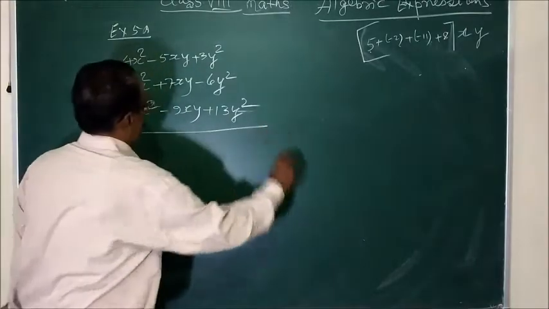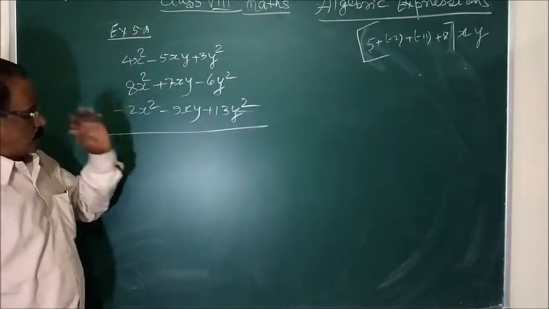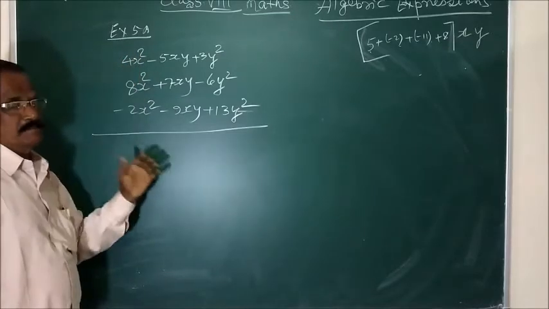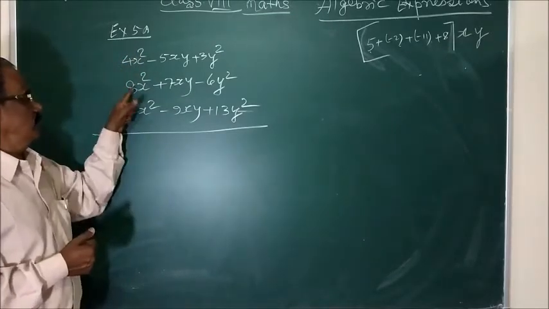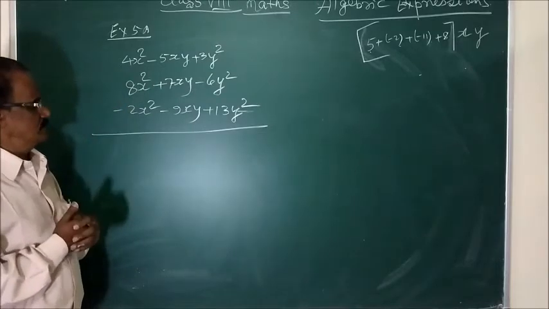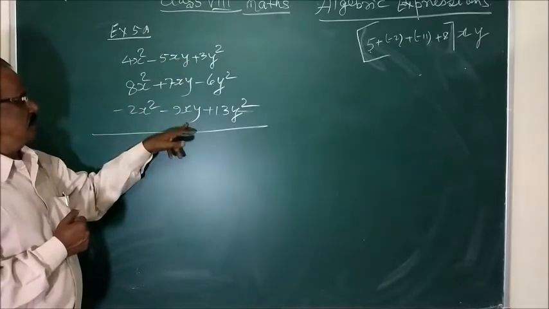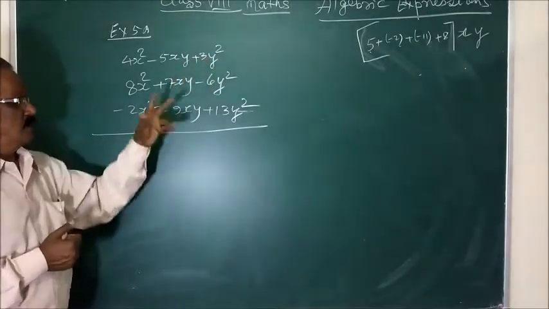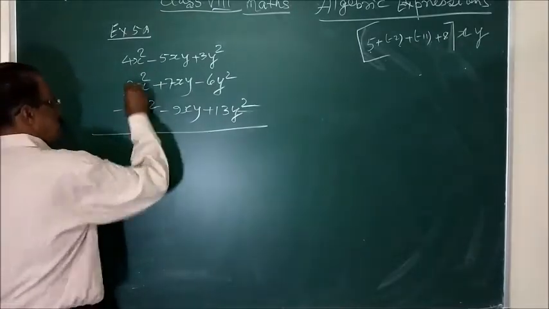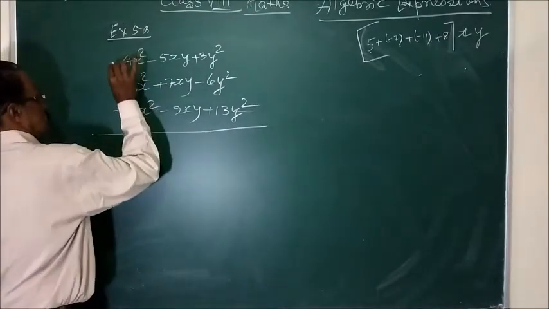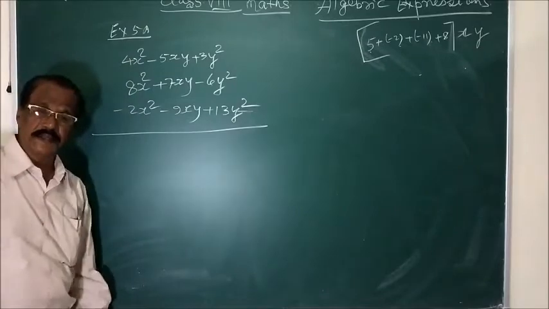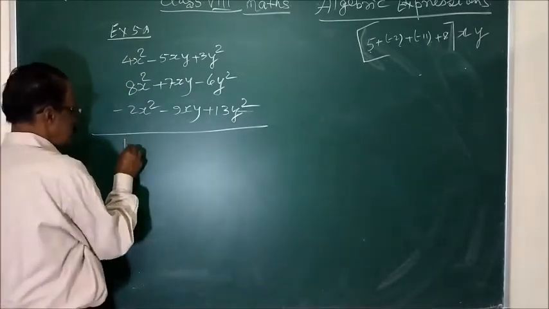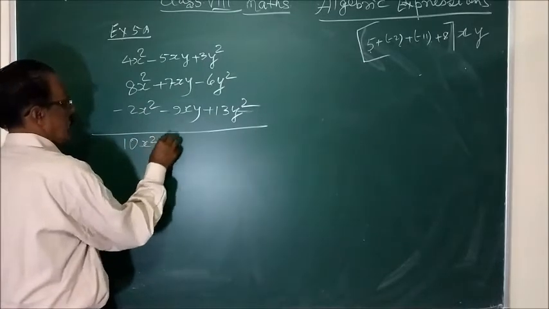So the first process in this method is, you write all the like terms in the same column. 4x squared, 8x squared, minus 2x squared. Now these are like terms because they have the same variable and same power. Now you simplify the numerical coefficients: plus 4, plus 8, 12. 12 minus 2, 10. 10x squared.